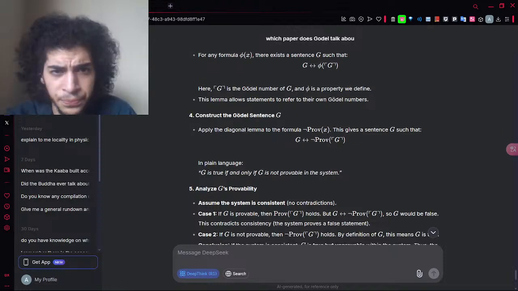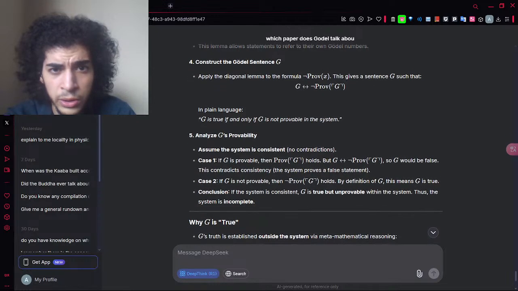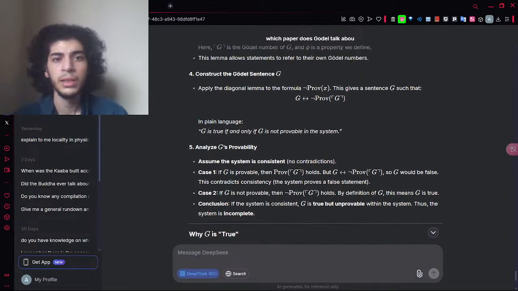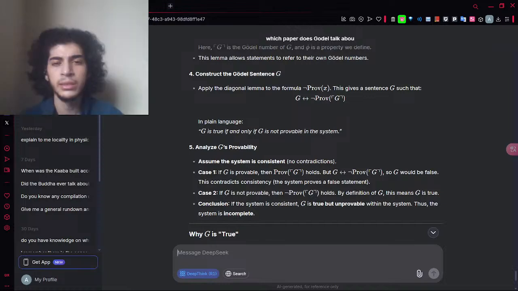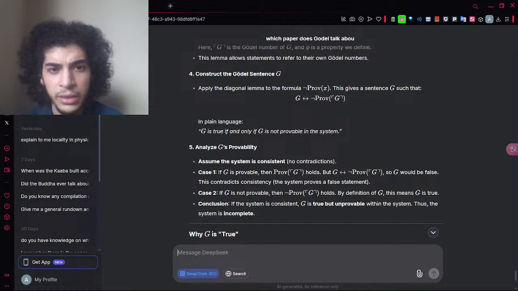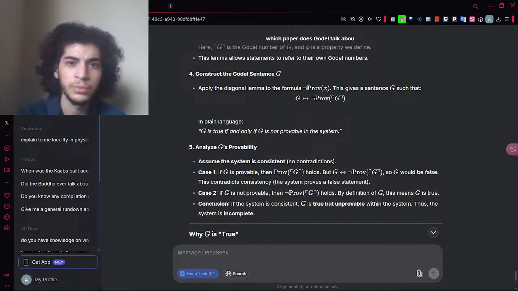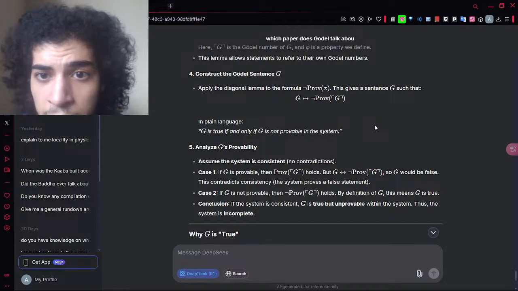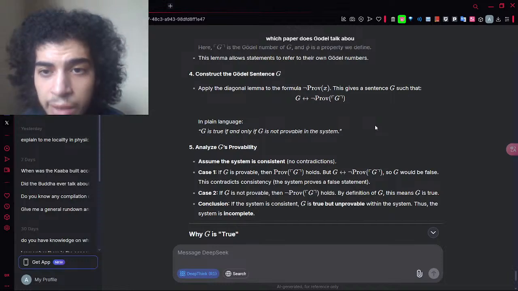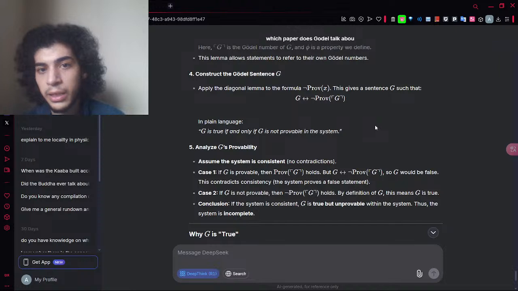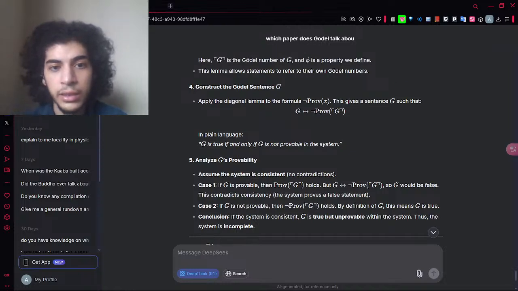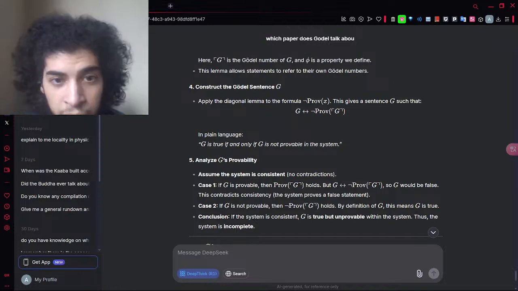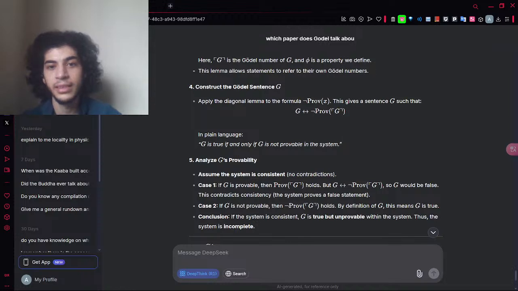Okay, so construct the Gödel sentence G. Apply the diagonal lemma to the formula, I guess that is not Prov(x). I'm not sure what this means here. But yeah, I guess it's the negation. This gives a sentence G such that G is equivalent to not Prov of the Gödel number of G. In plain language, G is true if and only if G is not provable in the system.